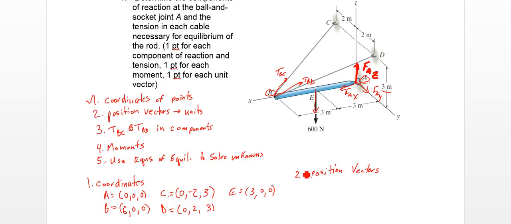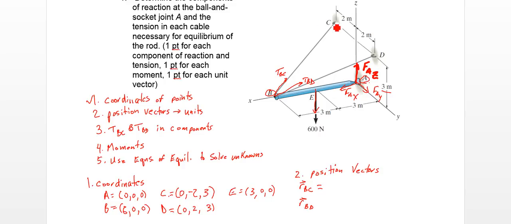So where do we need position vectors? Well, we need position vectors from B to C and B to D, as well as we have a couple moments going on, so we need a vector from A to B as well as A to E. So we're going to find our position vectors R_BC, R_BD. So let's start with those two.